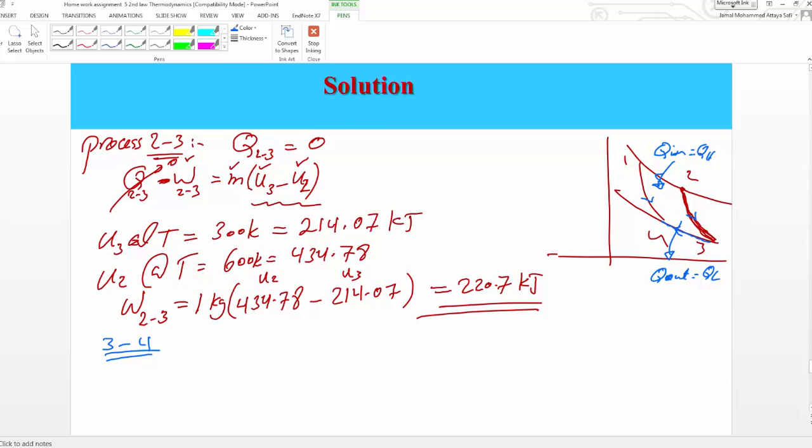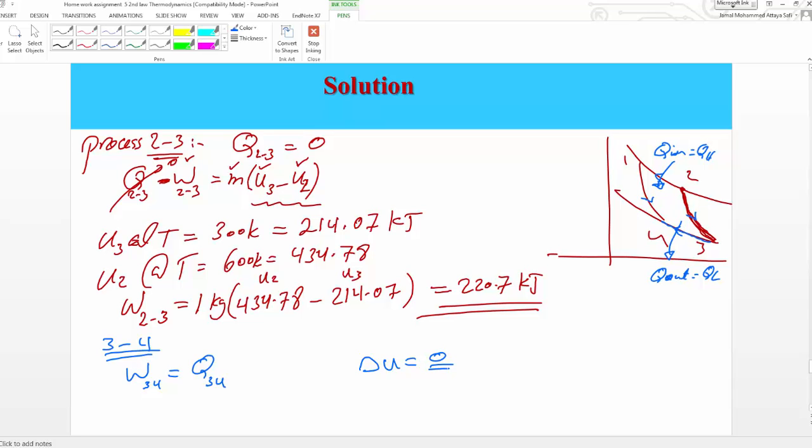And we know that it's the same philosophy in solving it as process 1 to 2. Process 3 to 4 is the same. One is isothermal expansion, and one is isothermal compression. So the work from 3 to 4 is equal to Q from 3 to 4. Why is that? Because delta U now we know equals 0 in an isothermal process.